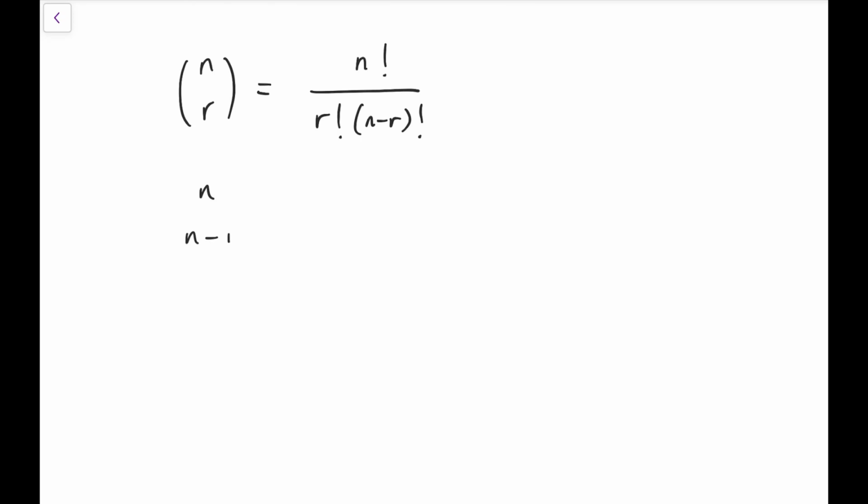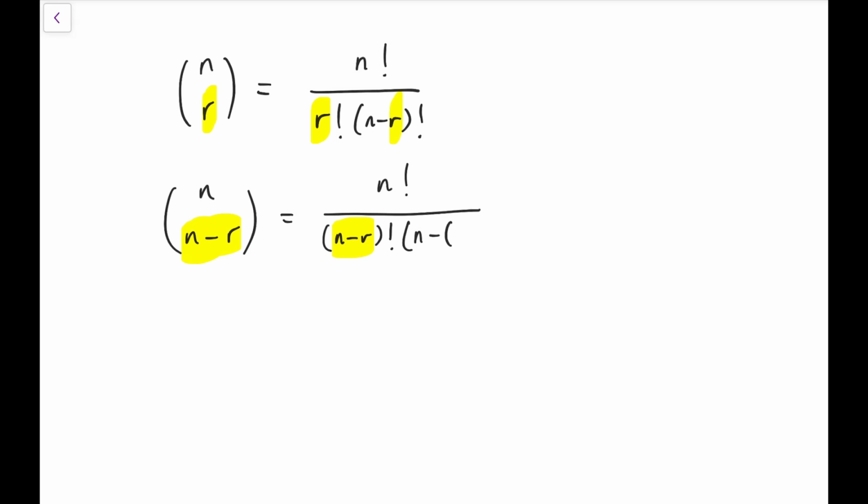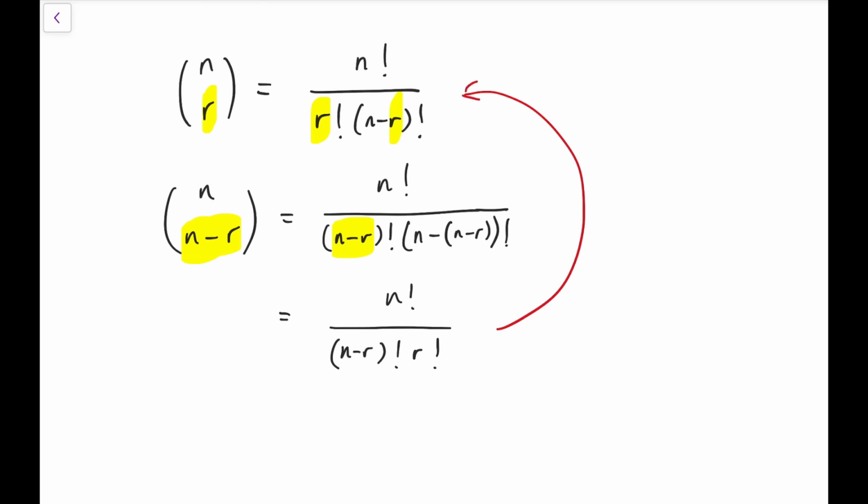And the binomial coefficient n choose n minus r, following the same definition, will be again n factorial over n minus r factorial, multiplied by n minus n minus r factorial. Simplifying, I will get the same expression. So that means they are equal.